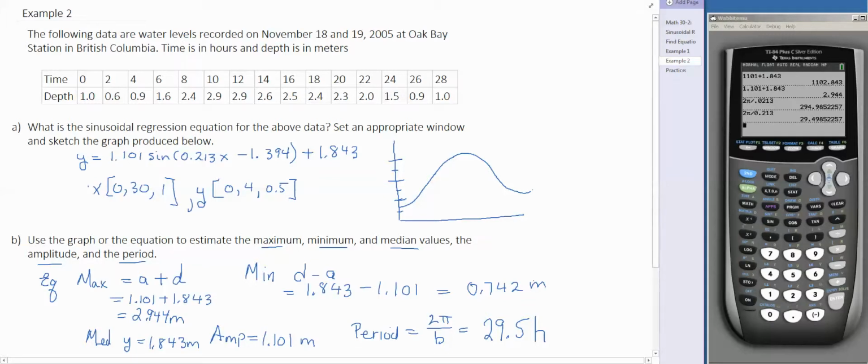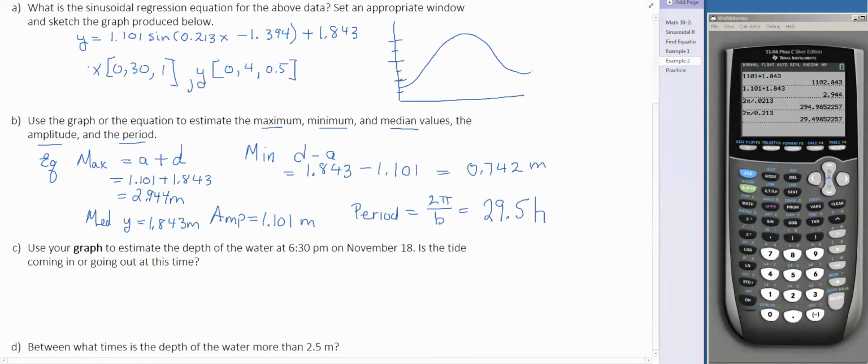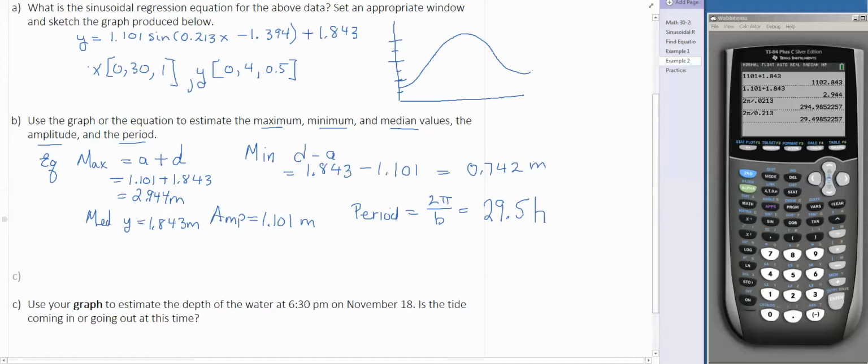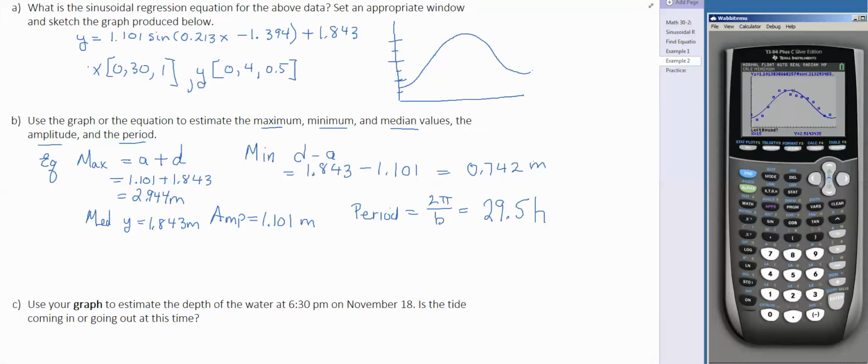Now, if we were just working with the graph, I would have the equation and have the calculator find my maximum and my minimum. So let's do that. Let's go second and trace. We want the minimum, which is the third item on the menu. I can only calculate the minimum way over here. So this is my left bound. Now I'm going to move across and get my right bound.